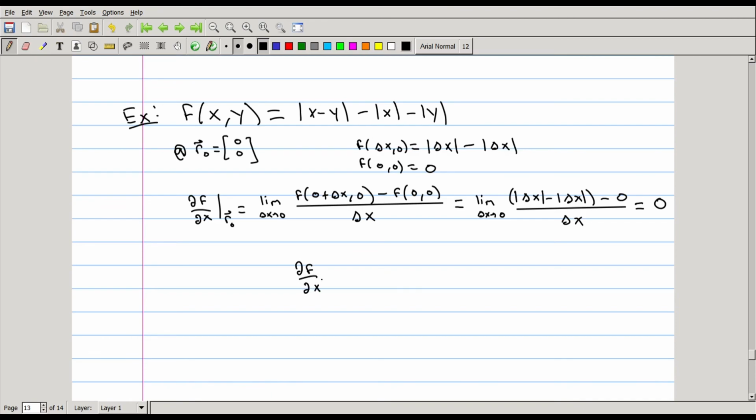So for this roof function, df dx at the point exists, and it's actually equal to df dy at the point r0. Both partial derivatives exist and are equal to 0. Despite this, the function is not differentiable at this point, and the linearization is actually very bad at this point. To see this, we'll do a plot of this function to show that it is not differentiable at the origin.